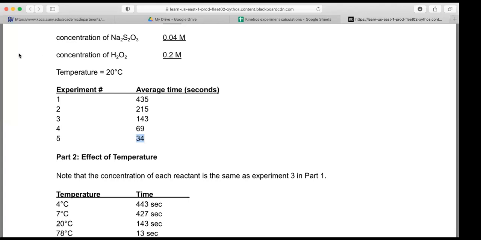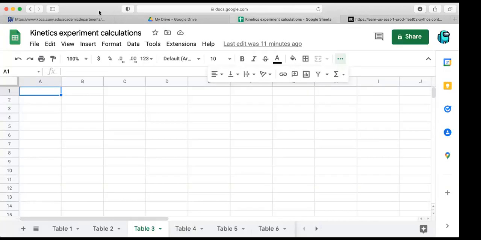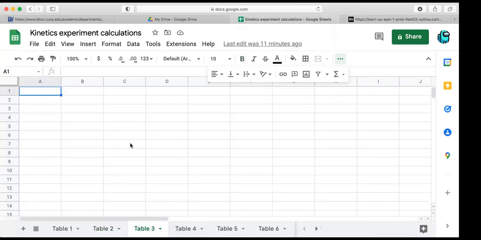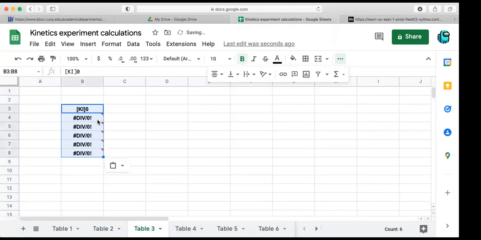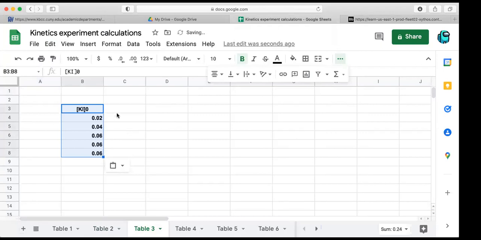But let me come back over here. I'm sorry. There we go. And I'm going to come back to table 2. So let's say we're doing the Ki. So here's your initial concentration of Ki. Let me copy it and then come over to table 3. Oops. See, I did it again. So you got to do paste special values only. There we go. Okay. So now log Ki.